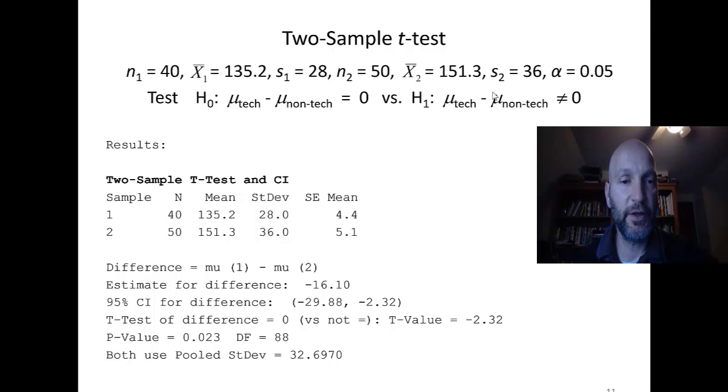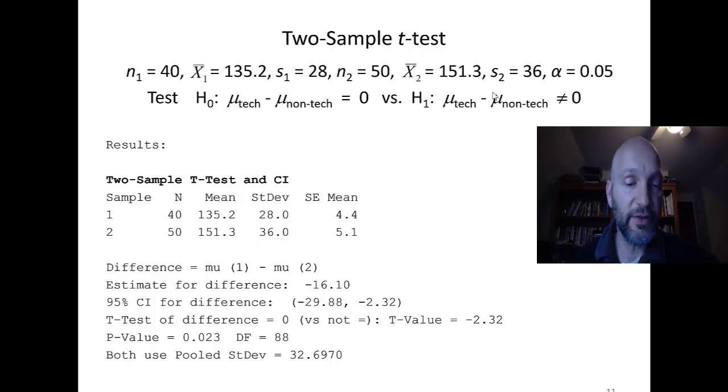First of all, there's a summary of the data that we put in, and we see that the difference that we're looking at is mu1 versus mu2. That's just a restatement of the null hypothesis. The estimated difference is negative 16.1. We get a 95% confidence interval for the difference. We'll talk about that in a little bit. The test statistic of the difference is going to be negative 2.32. That's the same thing as what we calculated by hand.